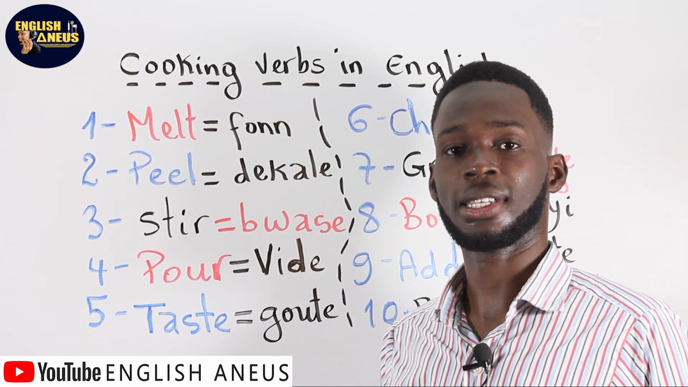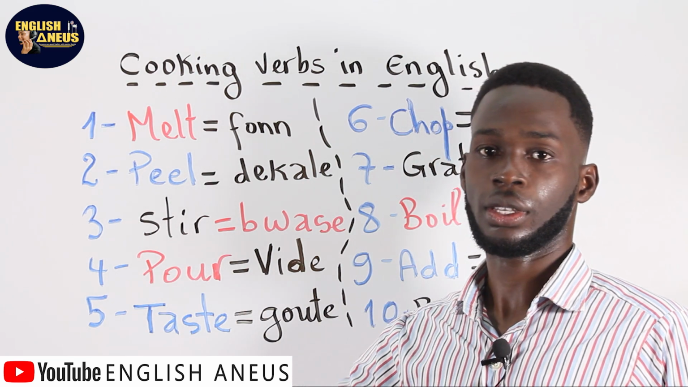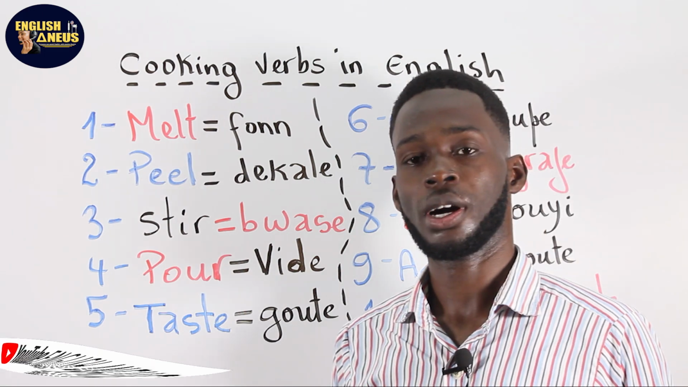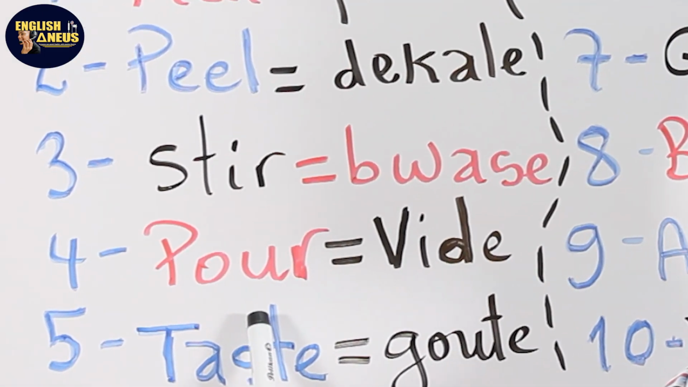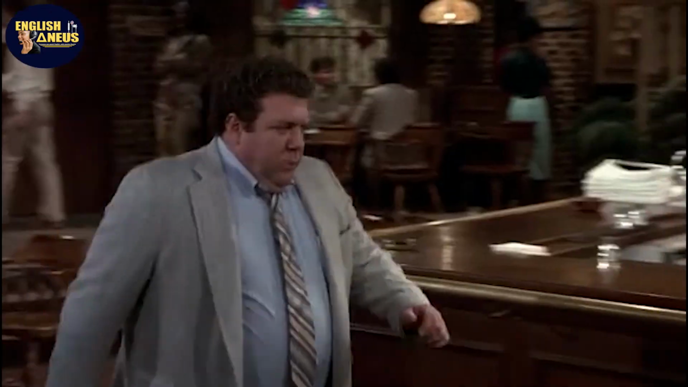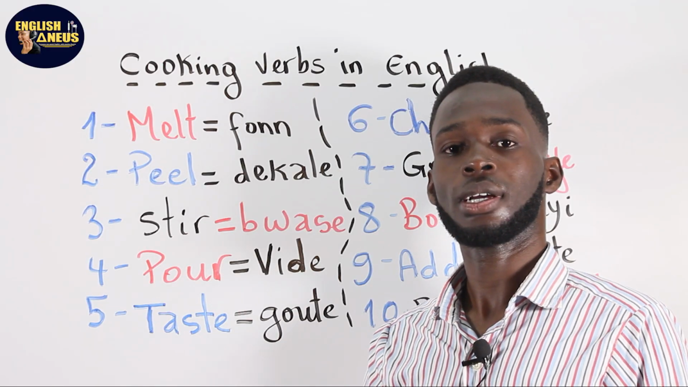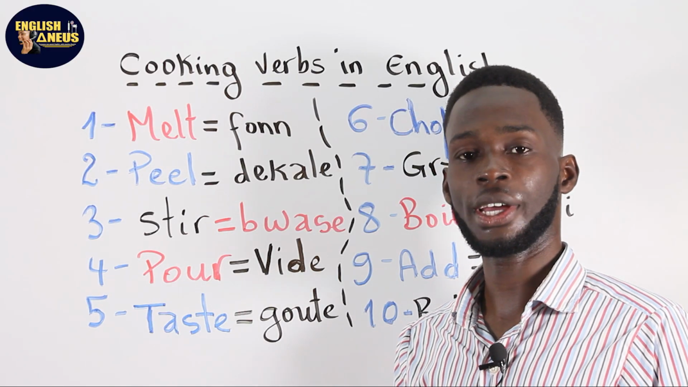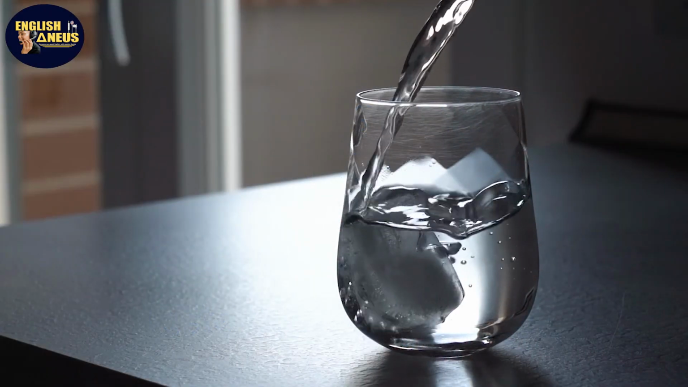You want to mix them, you just stir it with a spoon. And the next one is pour. We have the word pour. Pour. When you say you pour something, especially a liquid, you take it from a container to another one.